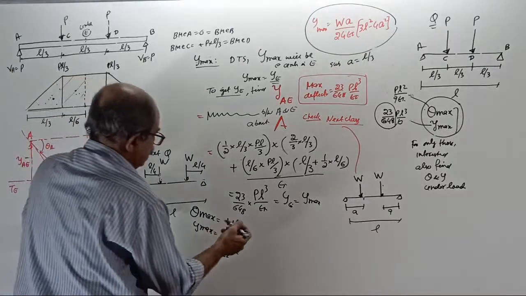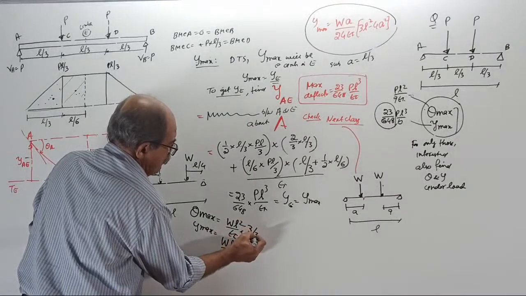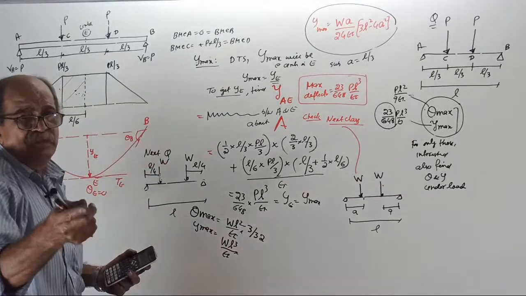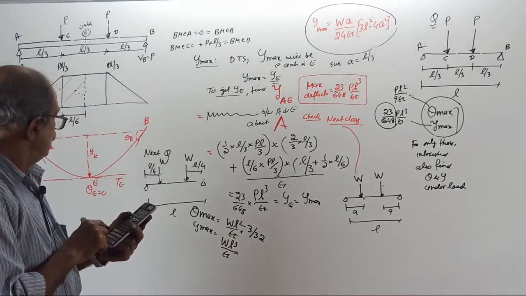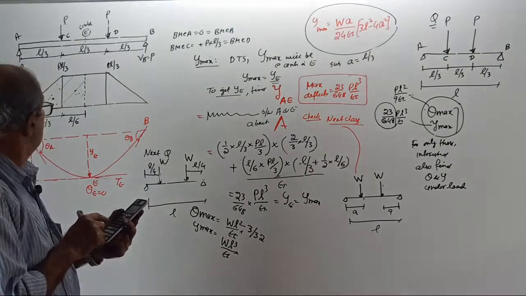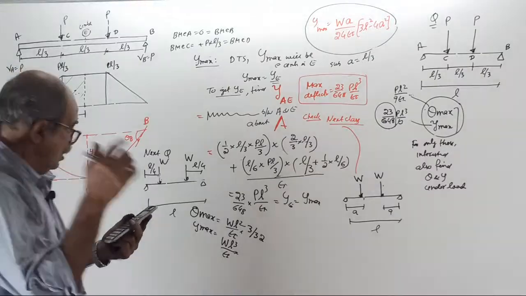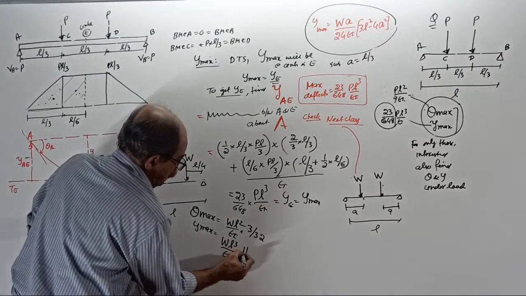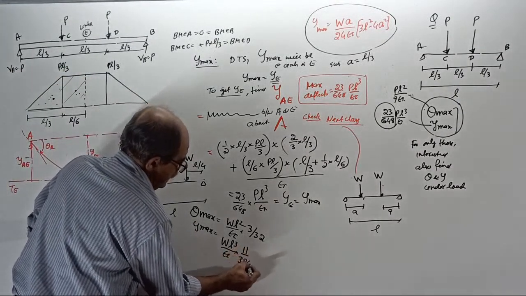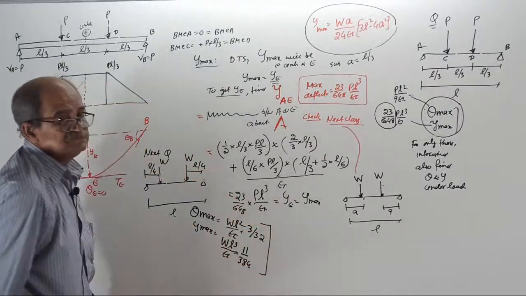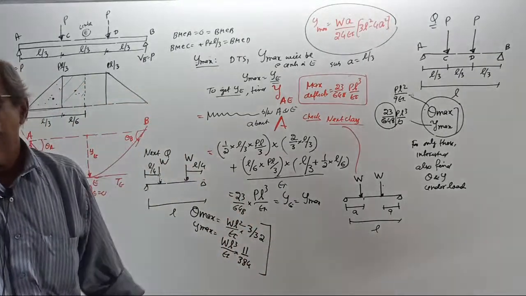3 by 32 is the number for maximum slope. For maximum deflection, it is 11 by 384. Okay. Try these two questions. Clear? Try these two questions.